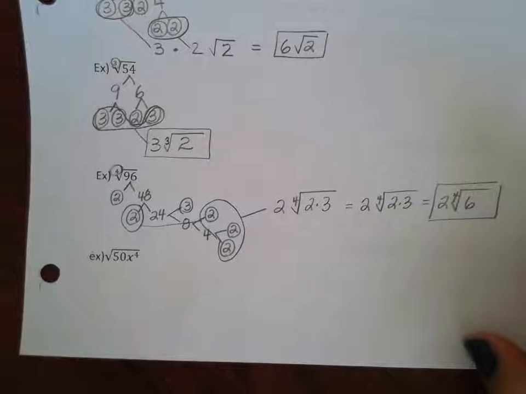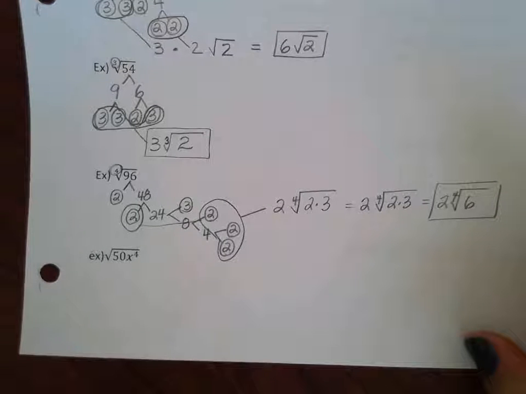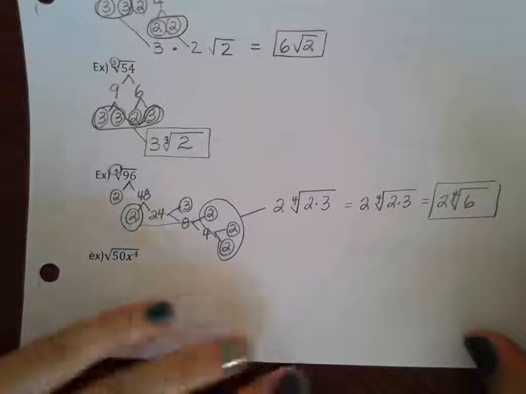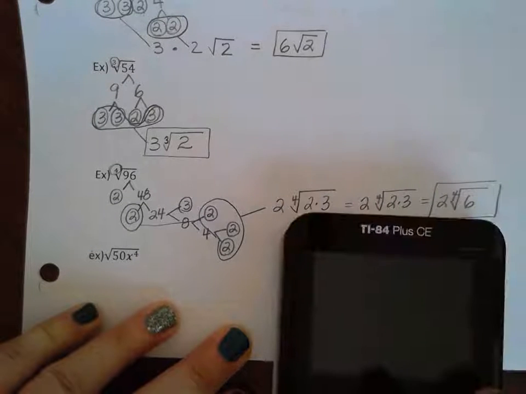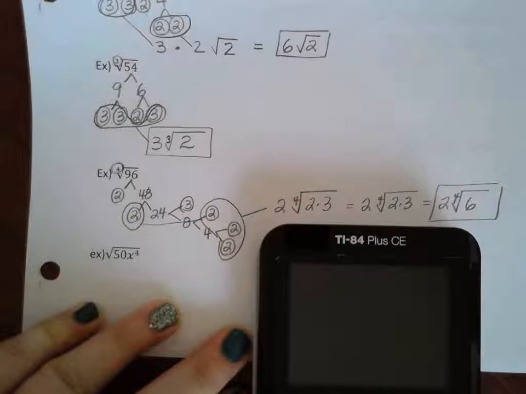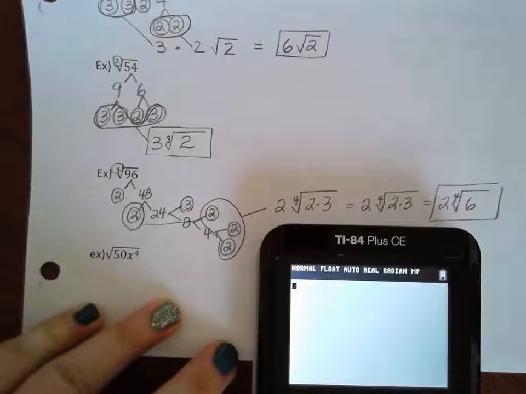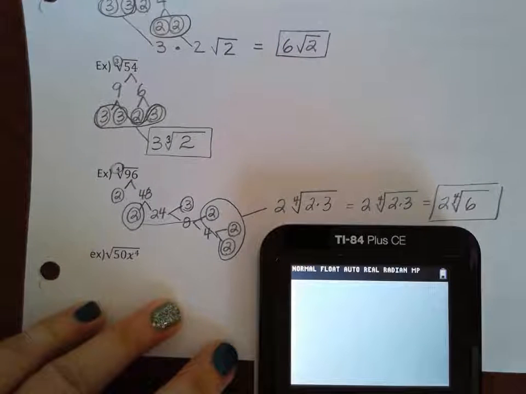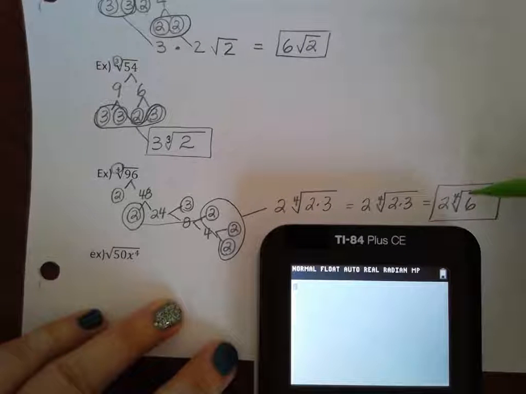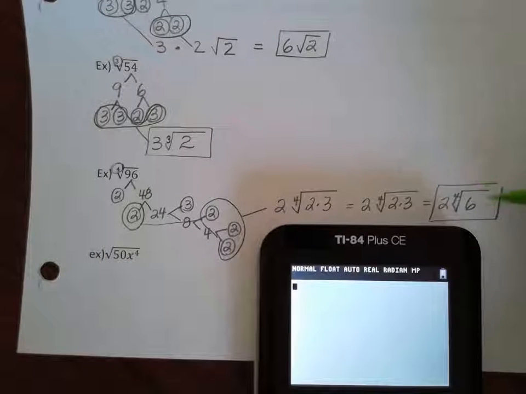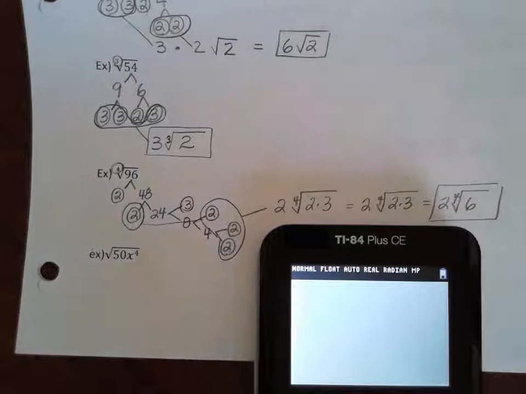Now, if you're doing these by yourself, or you're on a test or a quiz and you're nervous that maybe you didn't do it correctly, or you just want to check your answer, remember what this really means. We're just writing this in simplest radical form. We haven't changed the value of the number. So if you do the 4th root of 96 in your calculator, it should be equal to the same number as 2 times the 4th root of 6. This is just simplest radical form. Same number though. So let me show you how to do the 4th root.